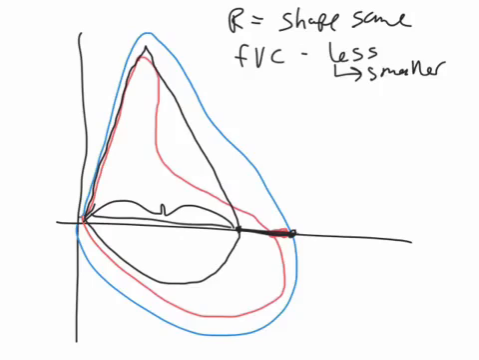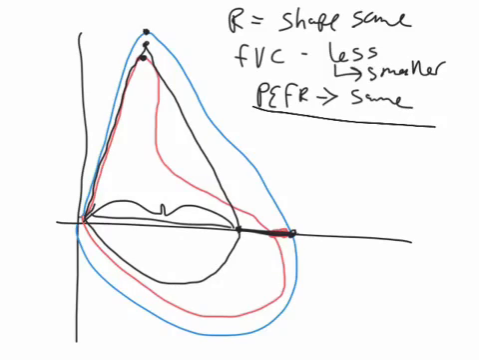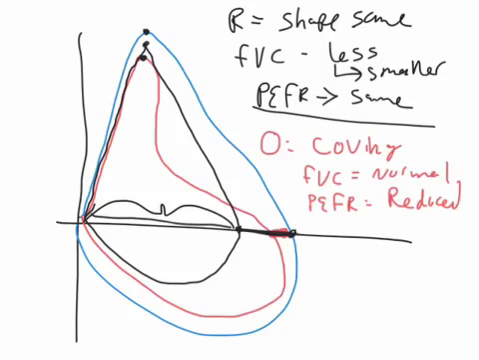You'll also notice that the peak expiratory flow rate on restrictive was not that much different than normal, but the peak expiratory flow rate on obstructive was. Remember, we're having trouble pushing the air out, so the flow rate will be reduced. So with restrictive, the PEFR is nearly the same. Like I said, with obstructive, you get coving, your FVC is nearly normal, and your peak expiratory flow rate is reduced.